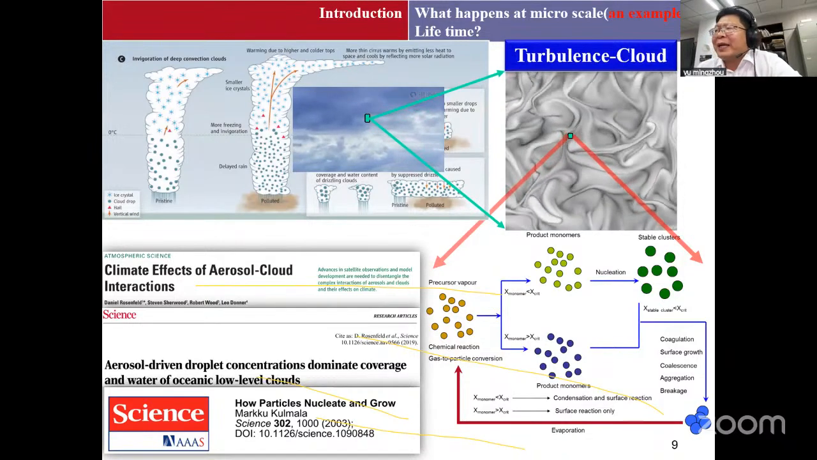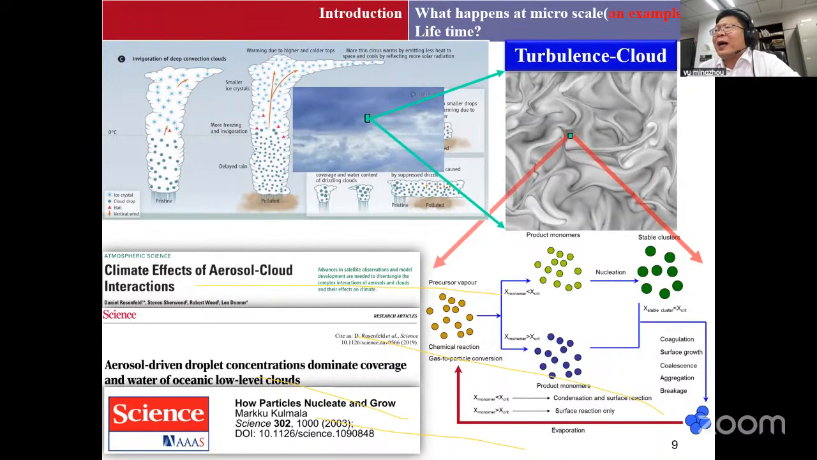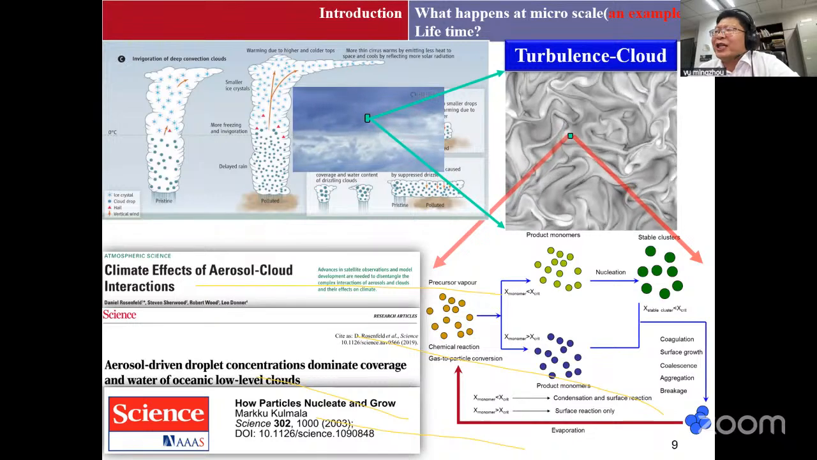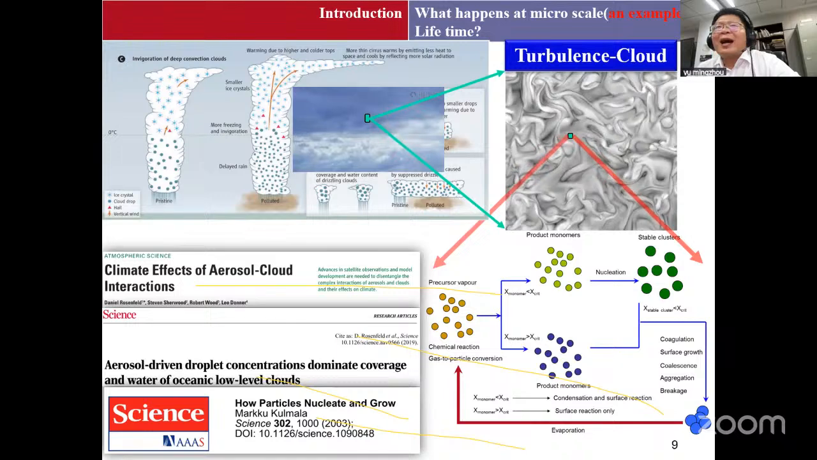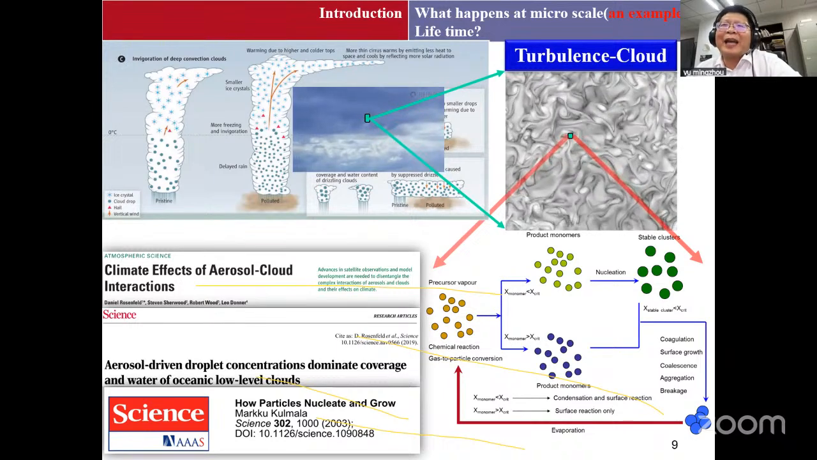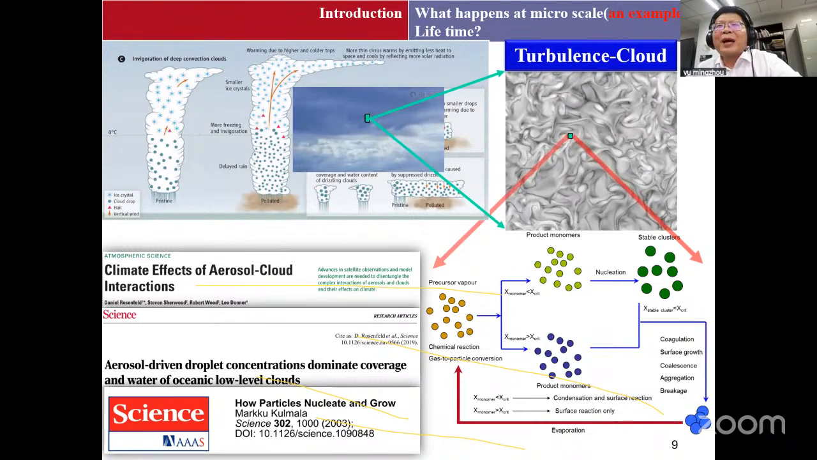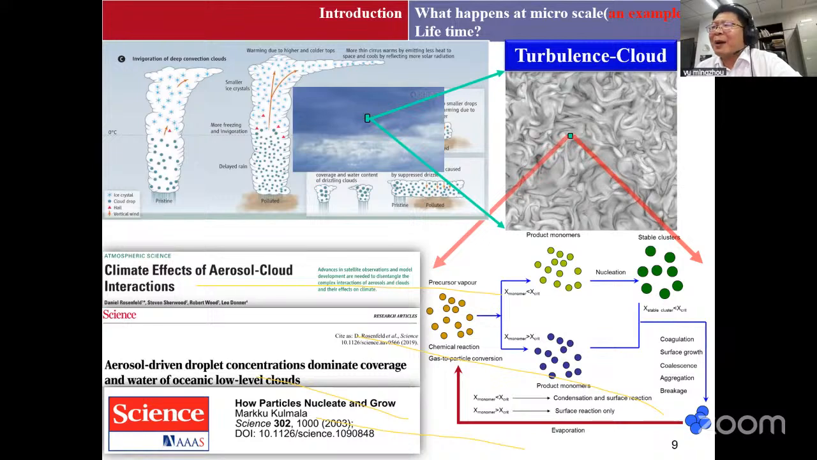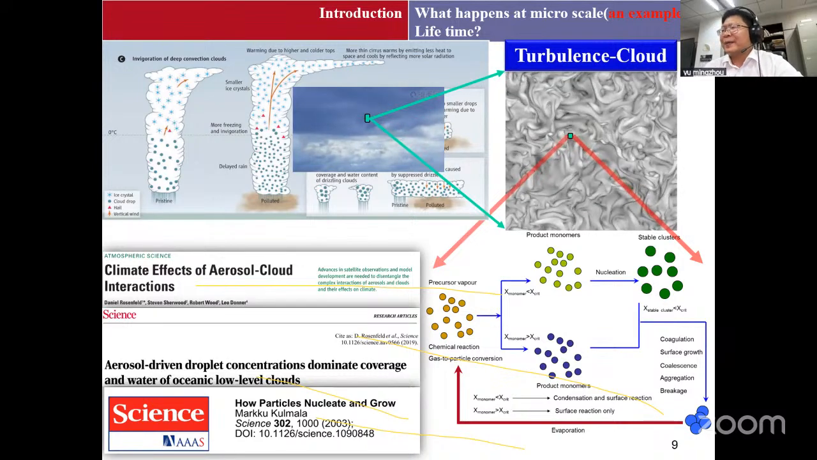Similar dynamics are also at work in chemical engineering processes. This work, when I worked in Karlsruhe Institute of Technology, my main work was about chemical engineering science.